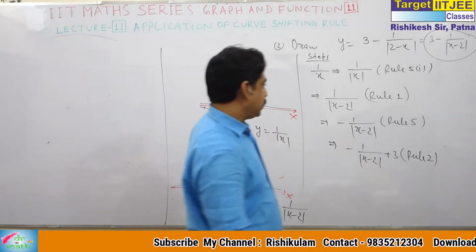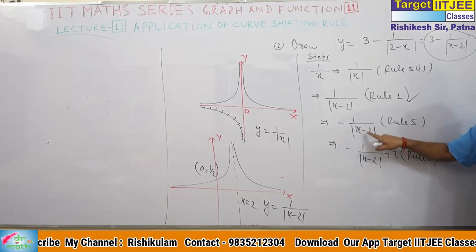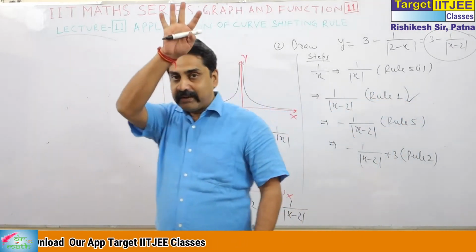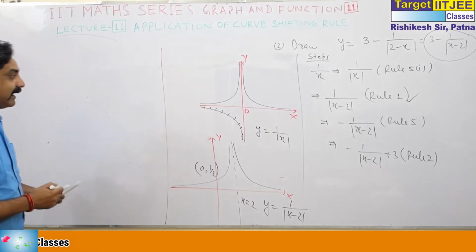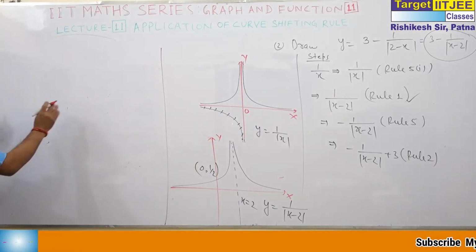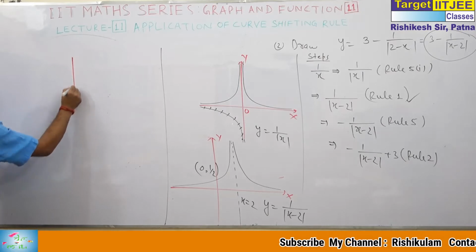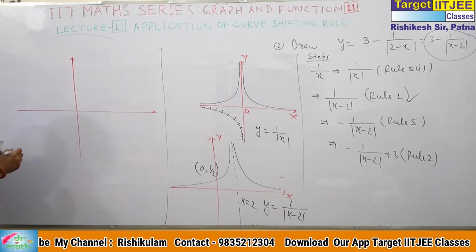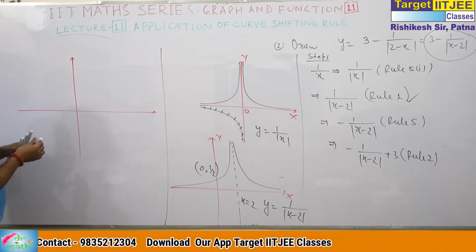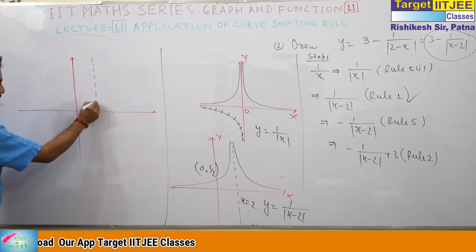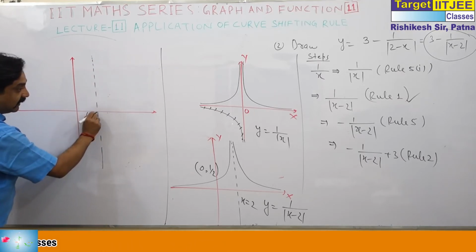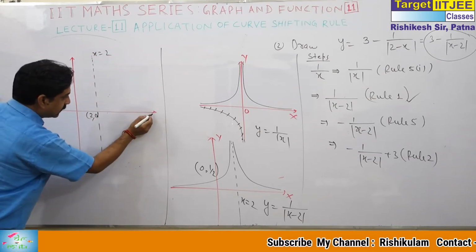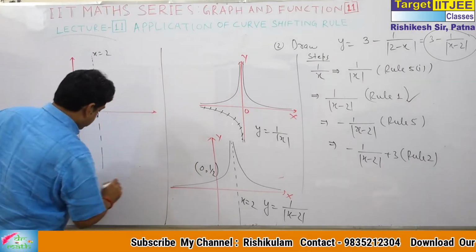Now, we come up to this. Now, what do we have to do? Minus means what? The complete graph gets reflected with respect to the x-axis. So the graph will be like this. I have to take this point and this line. This is (2, 0). This line is actually x is equal to 2. We have to draw this graph.